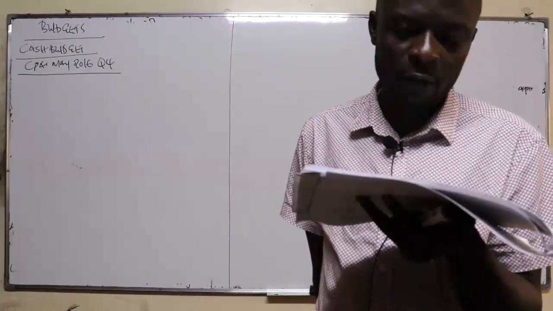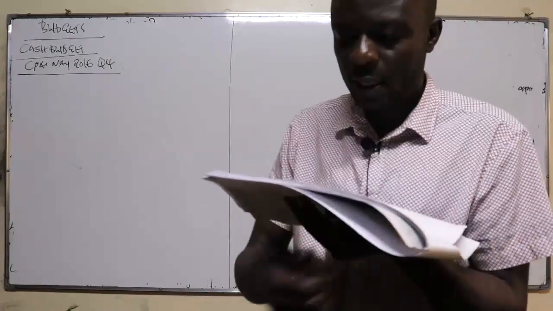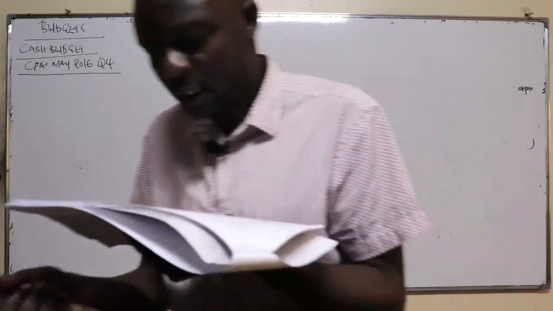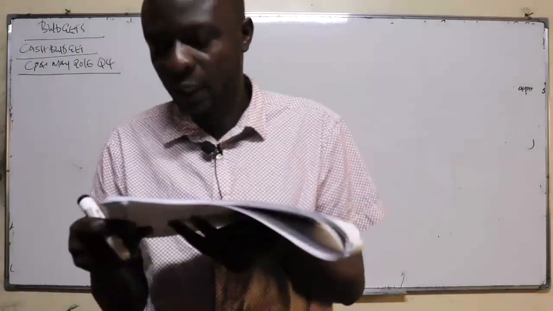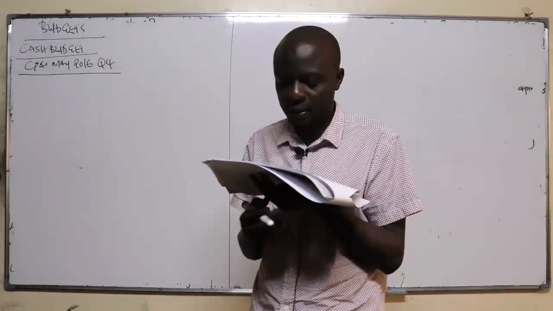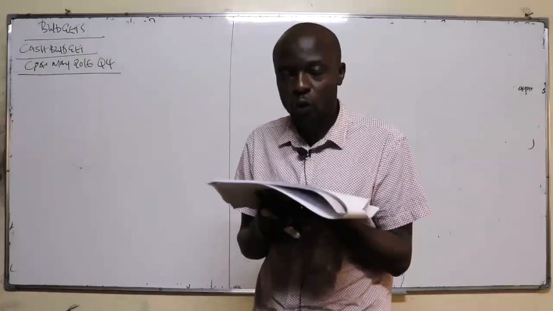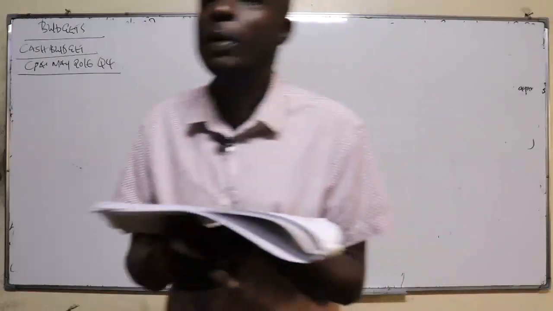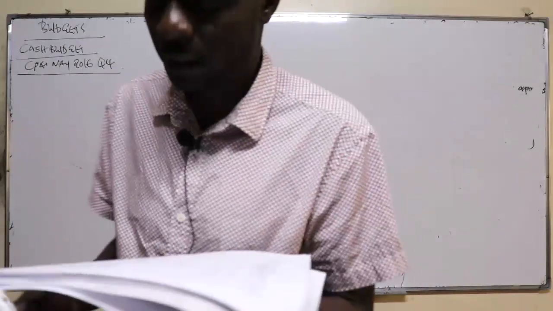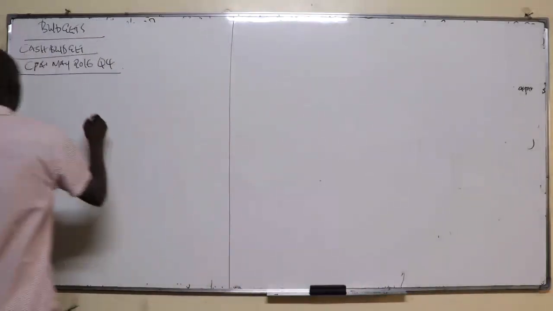So required, for the 3 months ending 31st July 2016, prepare A, debtors collection schedule, 6 marks. B, creditors payment schedule, 6 marks. And C, cash budget, 8 marks. Total marks, 20. So they want us to prepare the debtors schedule. We'll start with the debtors schedule here.